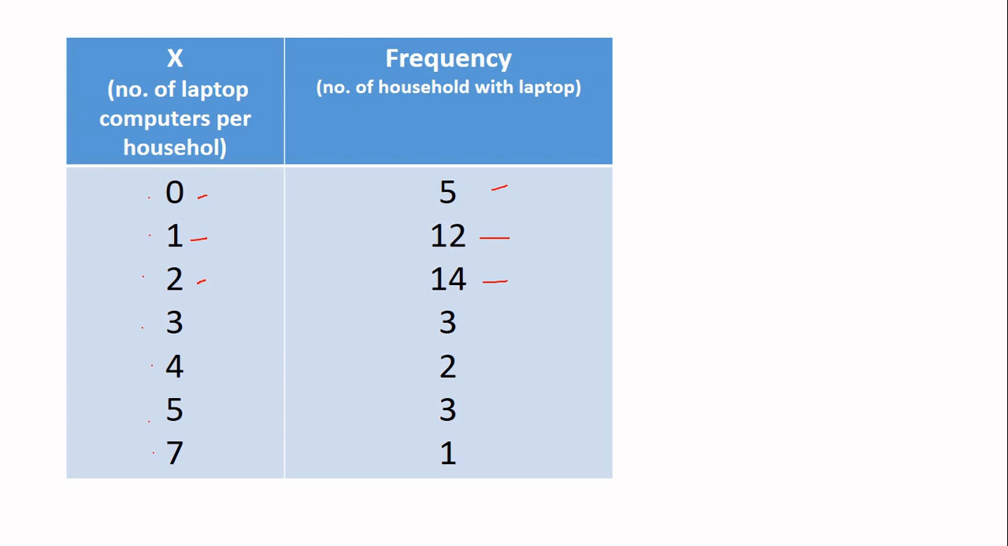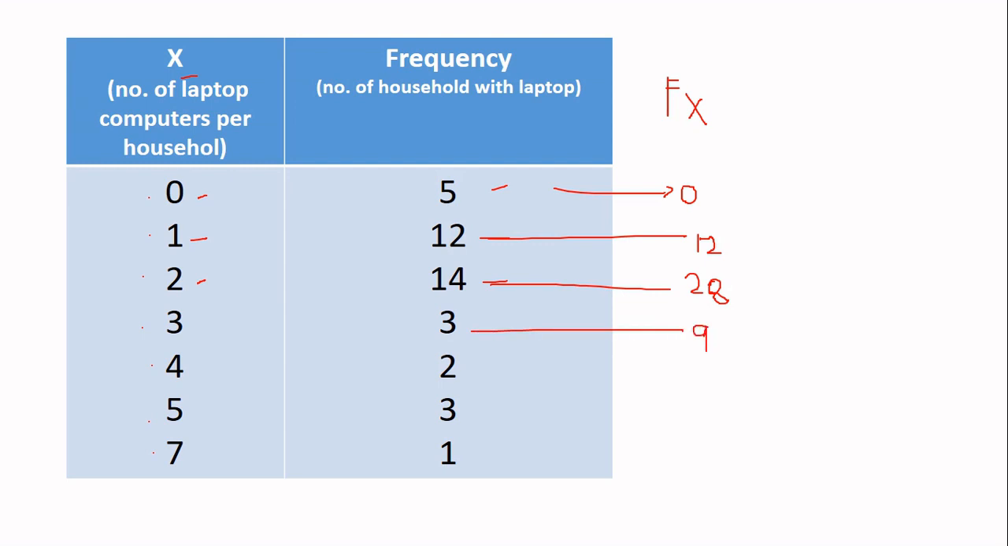So to solve the weighted mean for this, we have to multiply your frequency to your x, or your x to the frequency. So this is the frequency times your x. So this would be 0. 12 times 1, we have 12. Okay. 14 times 2, we have 28. 3 times 3, we have 9. 2 times 4 is 8. 3 times 5 is 15. And 7 times 1, or 1 times 7 is 7.